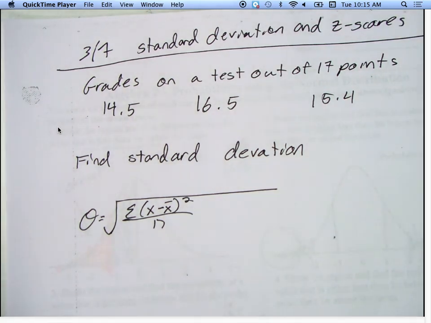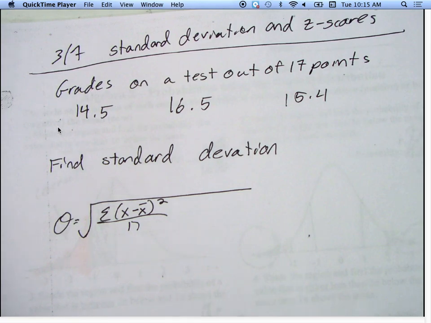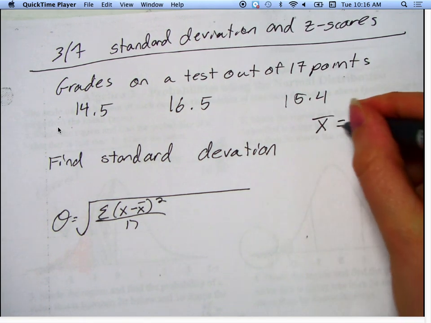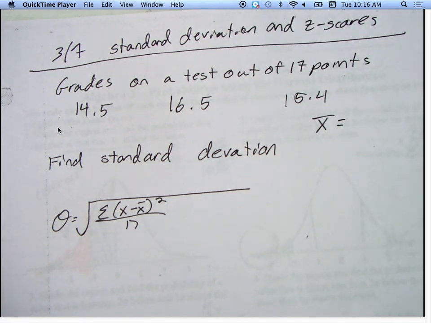It's just more practice. All right, so let's say we have 3 scores on quizzes that are all out of 17. I got a 14.5, I got a 16.5, and I got a 15.4. Okay, I want to find the standard deviation for this. What do I need to find first before I can find the standard deviation? The mean. And how do I find the mean? Add them all up and divide them by 3, because there are 3 of them.